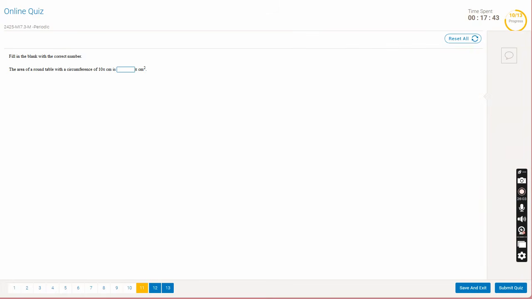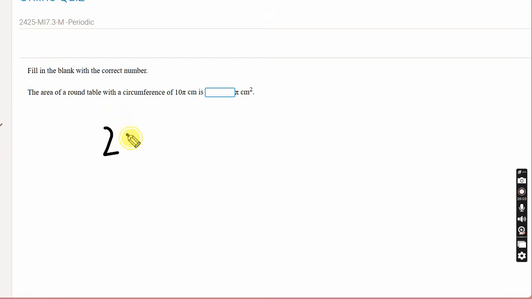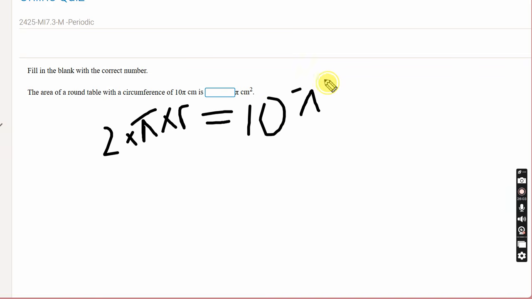The next one, the area of a round table with circumference 10 pi. What will you do here? What is the formula for circumference? 2 times pi times r, right? 2 times pi times r is equal to 10 pi. Now you want to find the radius because in the area, there's only one thing, that's the radius. And the pi is already in the answer. So you only need to focus on how to find the radius.